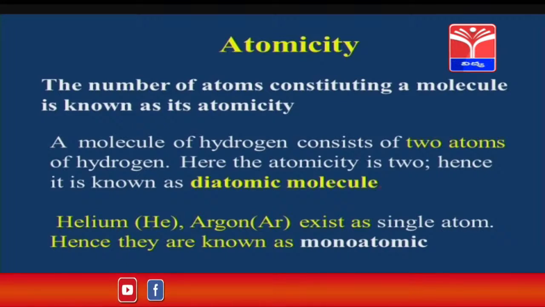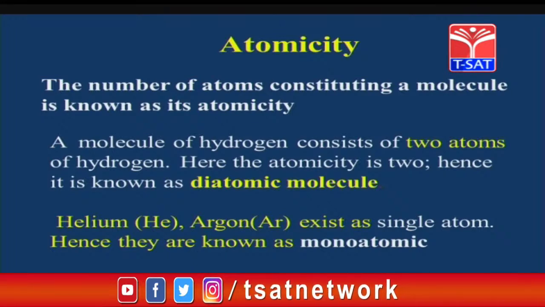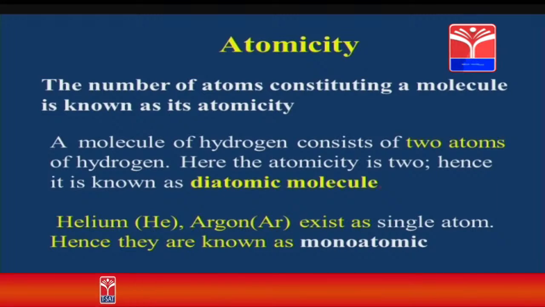In HCl, two atoms are there, one is hydrogen and another one is chlorine. Total number of atoms is 2. That is why the atomicity of hydrogen chloride is 2. In the same way, nitric acid. In nitric acid, one hydrogen atom, one nitrogen atom and 3 oxygen atoms are there. That is why the total number of atoms here is 5. That is why the atomicity of nitric acid is 5.